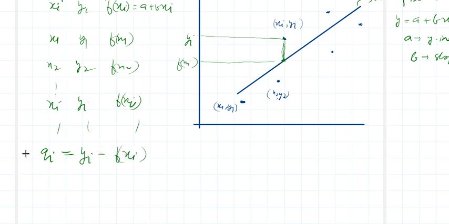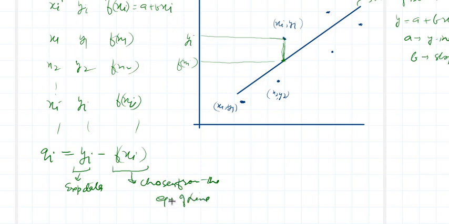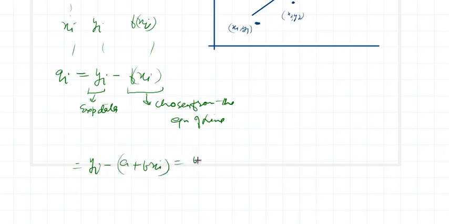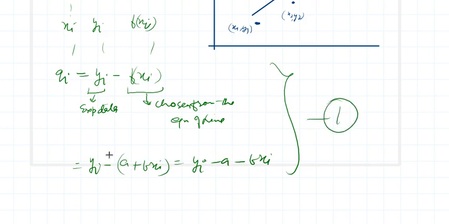This is the error. Now, this yi is from experimental data, and this is chosen from the line, chosen from the equation of line, right? This is the thing which we have to keep in mind. Let me call this as equation number 1. So this error, so that means it is yi minus (a plus bxi), or it can be written as yi minus a minus bxi. Let me call this as equation number 1.